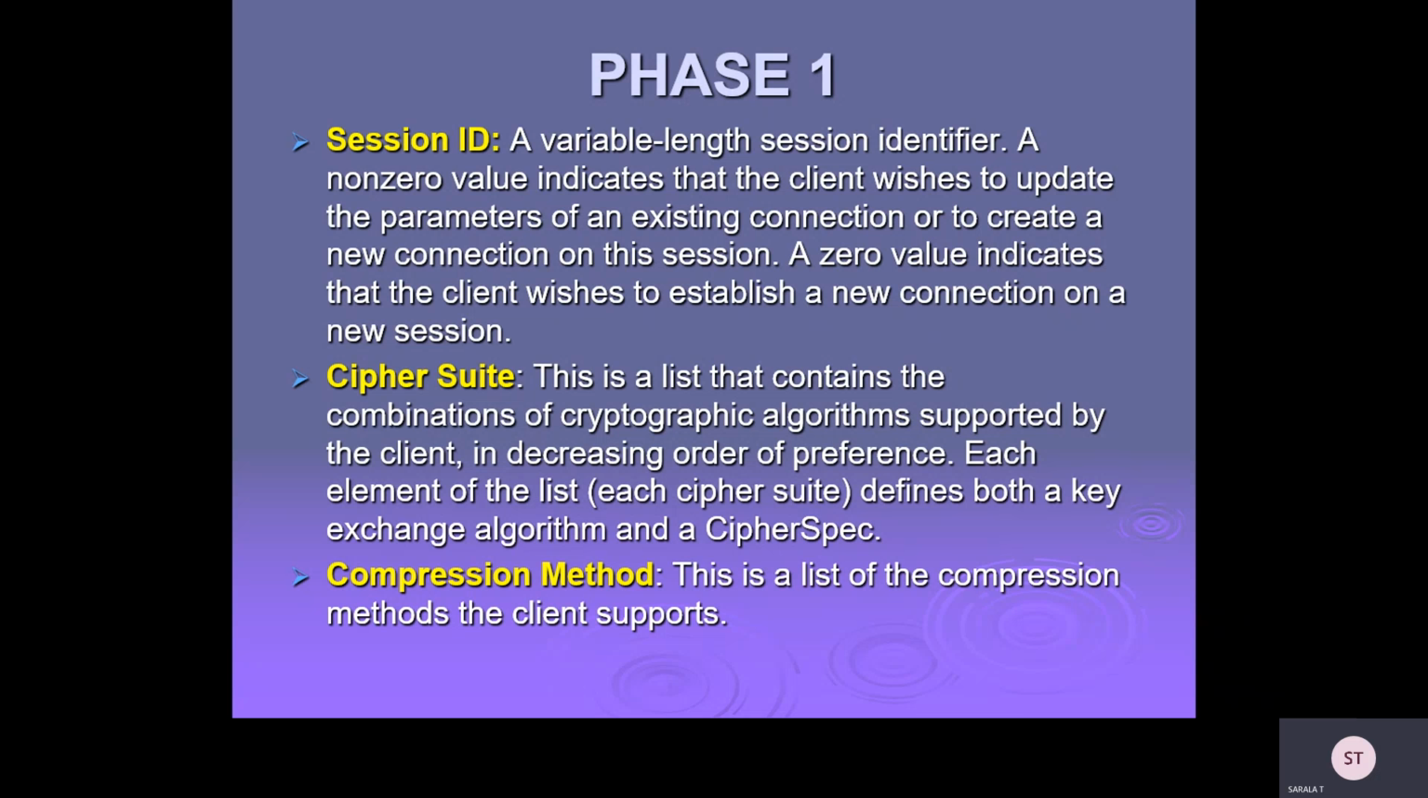And cipher suite: this is a list that contains the combination of cryptographic algorithms supported by the client, in decreasing order of preference. Each element of the list, that is each cipher suite, defines both a key exchange algorithm and a cipher specification. That is cipher suite. Compression method: this is a list of compression methods the client supports.